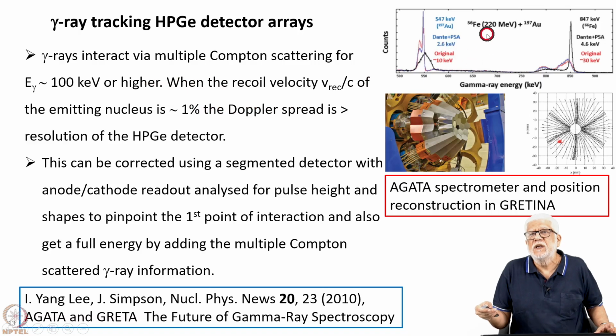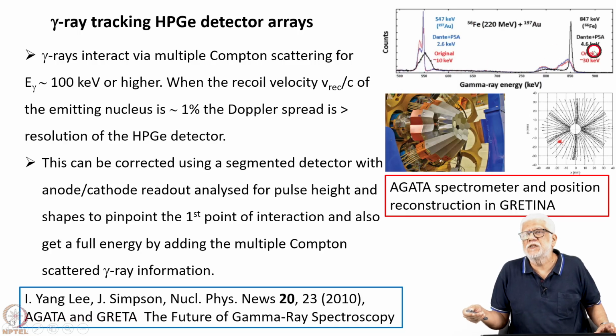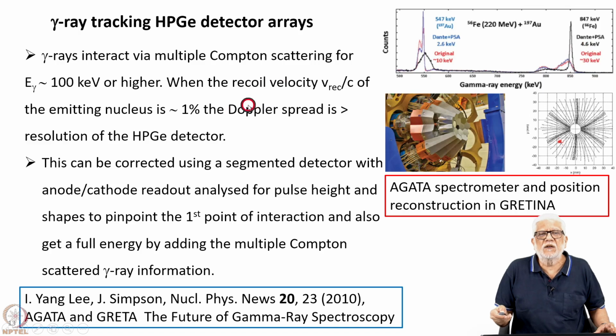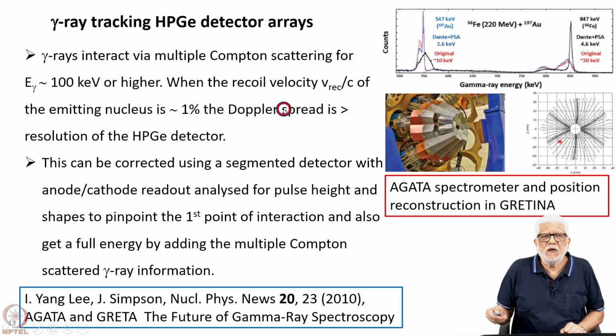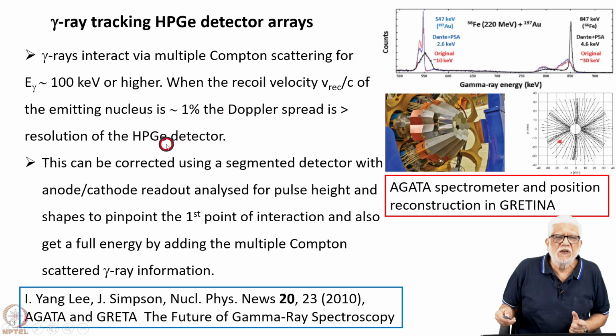For instance, that is shown here in this particular reaction. You can see that the original has a very broad energy distribution. In this case, for instance, at 800 keV it is of the order of 30 keV. But once you correct for the fact that it has interacted at a certain place, and that can be done by these tracking arrays, then you can get back a narrow peak. Okay. So, when this recoil velocity is of the order of a percent or even larger, then the Doppler spread is greater than the resolution of the high purity germanium detector. So, you are not actually making use of the power of the high resolution detector.